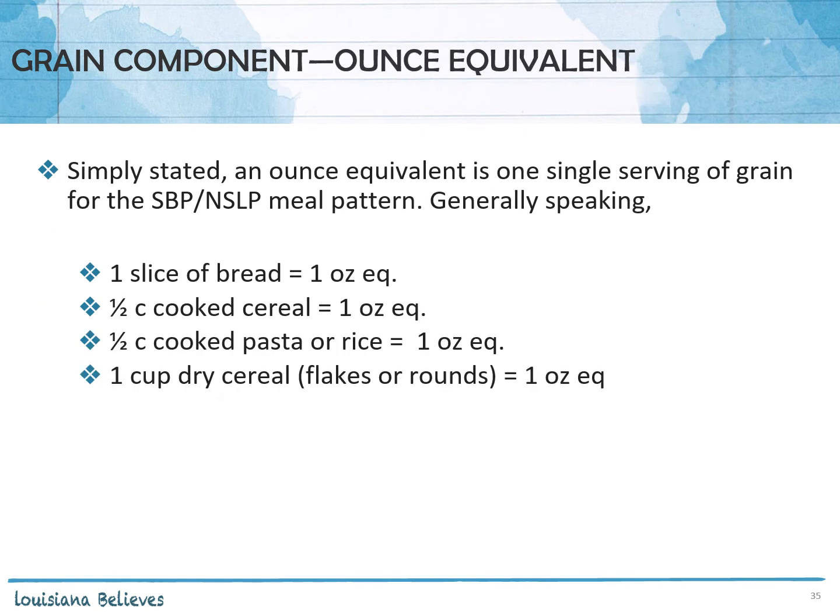An ounce equivalent is 1 single serving of grain for the school breakfast program and the National School Lunch Program meal patterns. One important factor to remember is that all grain servings do not credit in the same way. For example, it takes more weight for a cinnamon roll to credit as an ounce equivalent than it does for a slice of bread or a bagel.